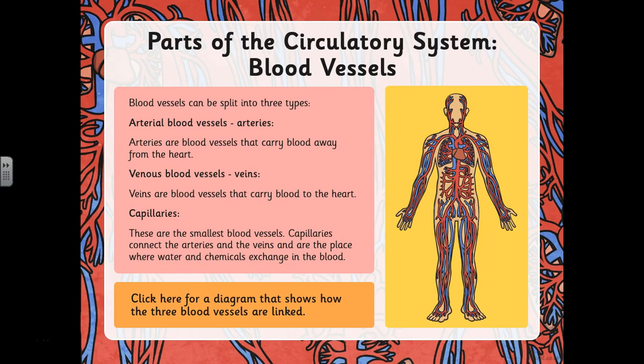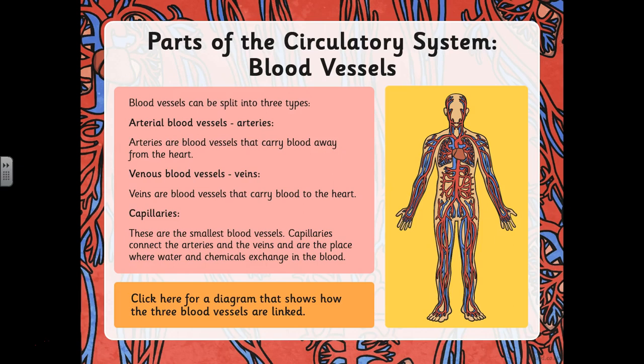Parts of the circulatory system, blood vessels. Blood vessels can be split into 3 types. Arterial blood vessels, or arteries, venous blood vessels, veins, and capillaries. Arteries carry oxygenated blood away from the heart, except for the pulmonary and umbilical arteries, which carry deoxygenated blood.